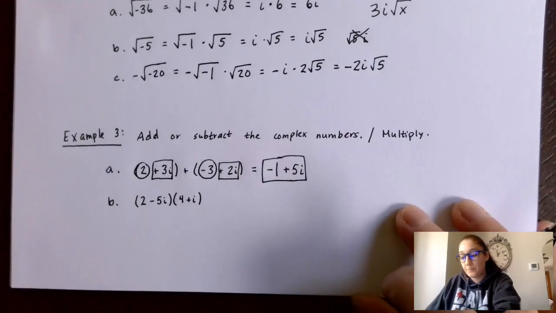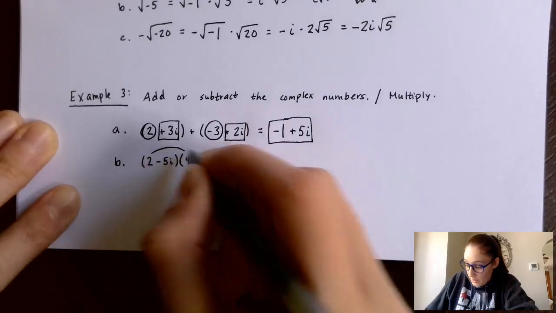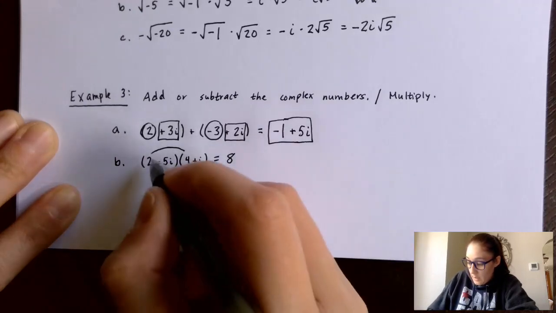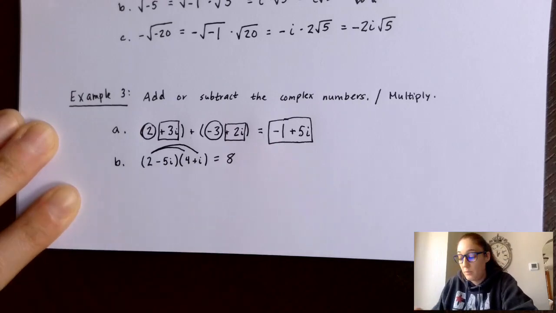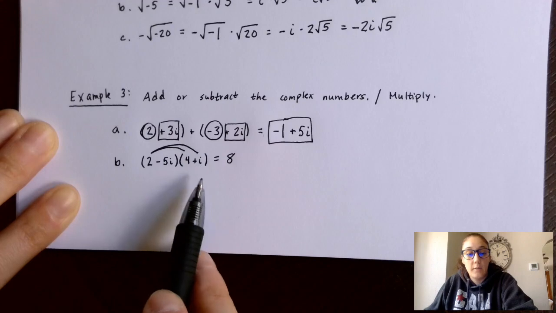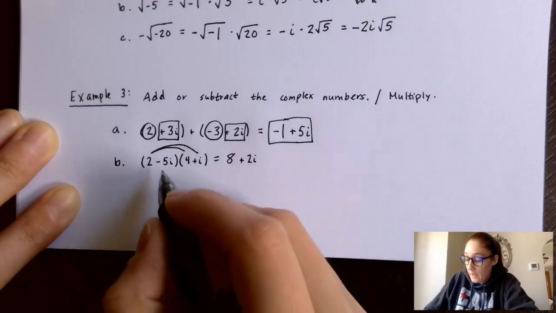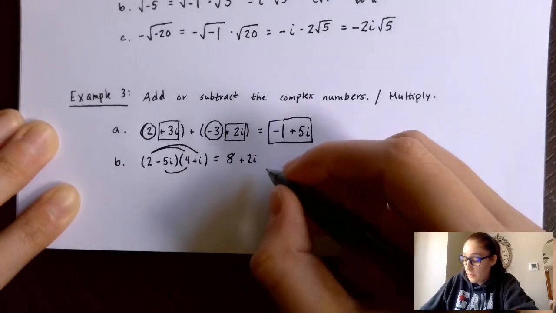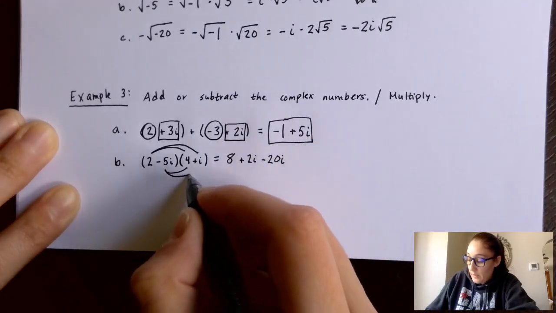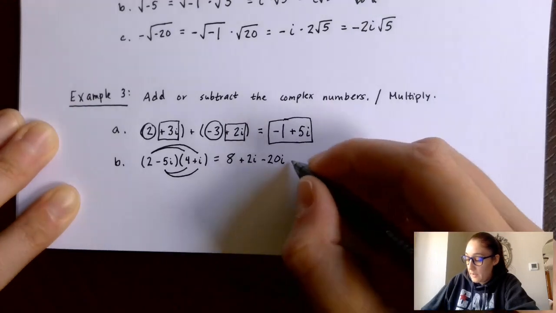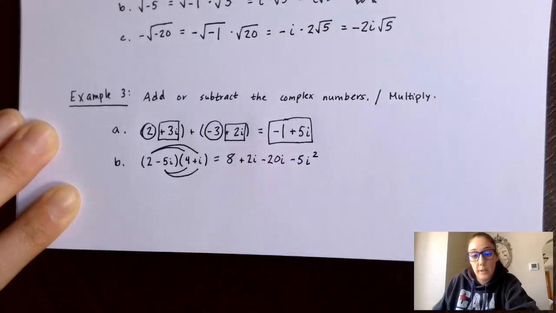Alright, and then for this one, we're going to distribute. So let's go ahead and start multiplying. So 2 times 4 is 8. 2 times i, although one of these is real and one of these is imaginary, you can still multiply them, just like you could multiply 2 times x, for example. So 2 times i is 2i. Negative 5i times 4 is going to give us negative 20i. And then negative 5i times i, well, I have a negative 5. And then i times i is i squared.